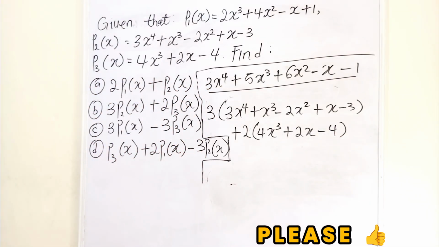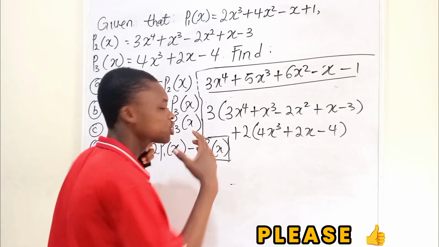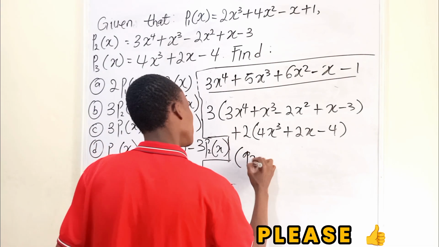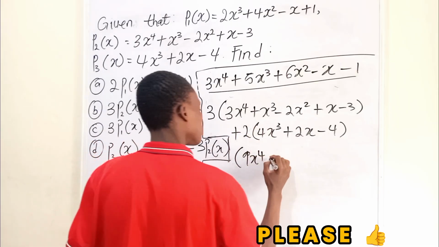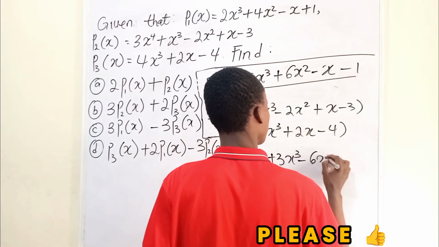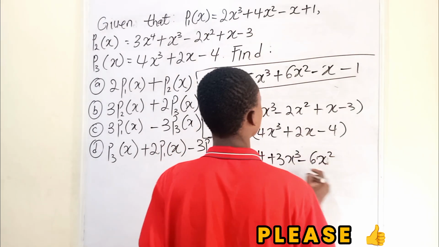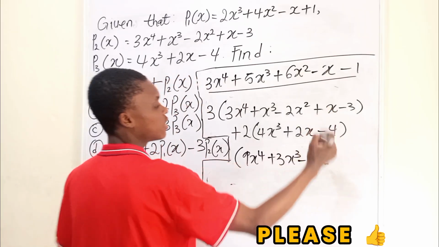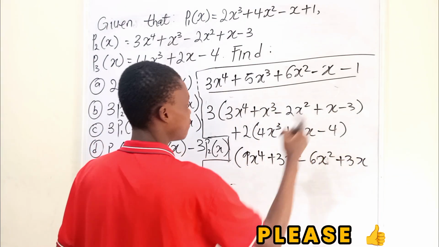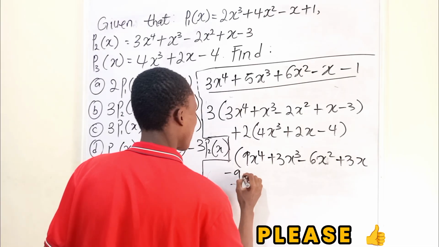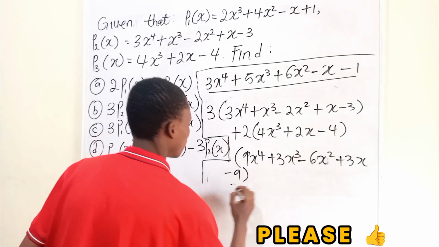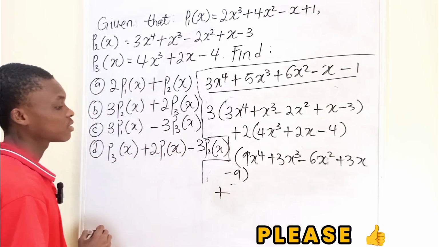All right, that's how you solve it. So let's expand now, but still put it inside the bracket. If we expand this, 3 times 3 here gives us 9x to the power 4. 3 times this gives us plus 3x cubed. 3 times 2 here gives us negative 6x squared. Now 3 times x here gives us plus 3x. 3 times negative 3 gives us negative 9. And you close the brackets. Now let's expand the second part. Put your plus sign. Let's expand the second part.